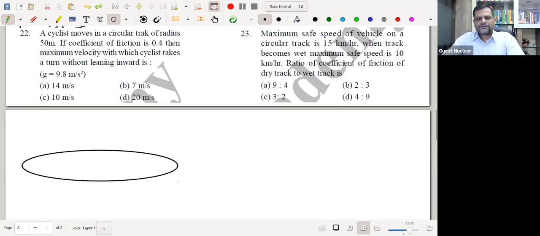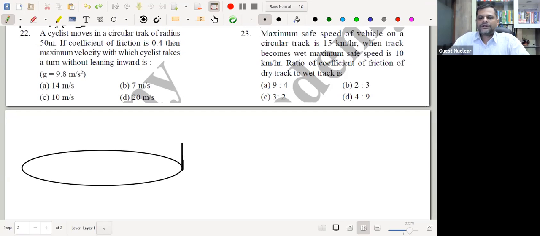ये सपोज टर्न है, ठीक है, और साइक्लिस्ट इसके ऊपर है सपोज, तो यहाँ पे वो साइक्लिस्ट टर्न ले रहा है. So what happens is the cyclist has to lean inwards while taking the turn. उसको अंदर की तरफ झुकना पड़ता है. अगर उसको झुकना नहीं है तो उसके ऊपर जो सेंट्रीफ्यूगल फोर्स काम कर रहा है आउटवर्ड डायरेक्शन में, जिसको हम Fc बोल देंगे, that will be balanced by the frictional force acting on it, which is suppose Fs.